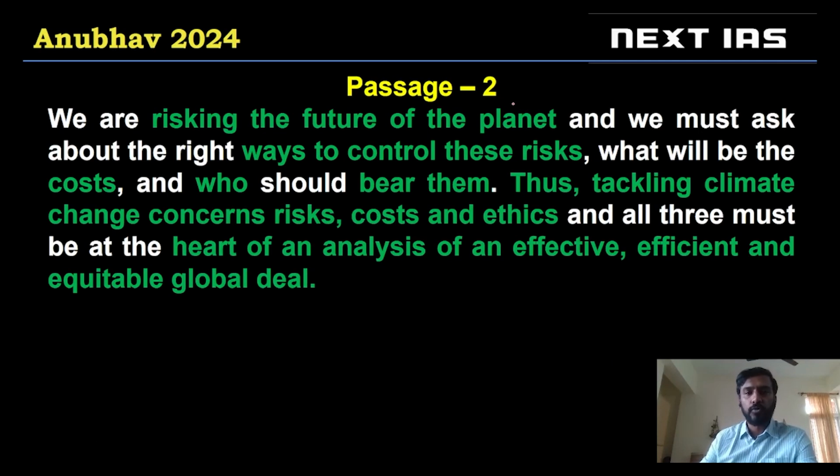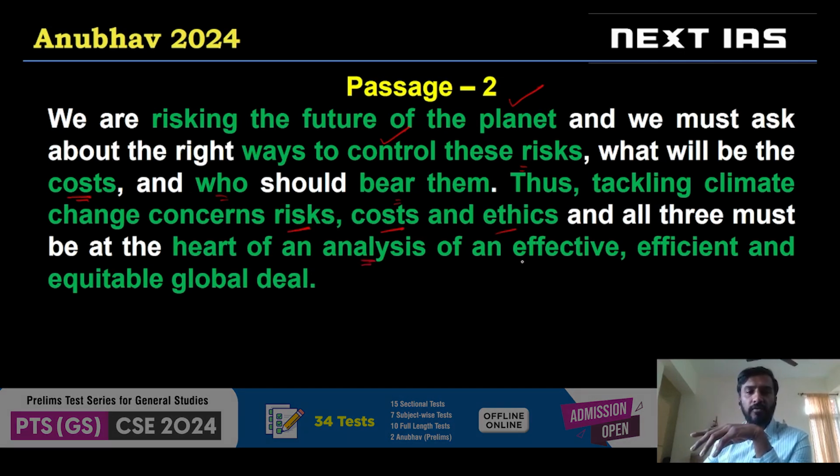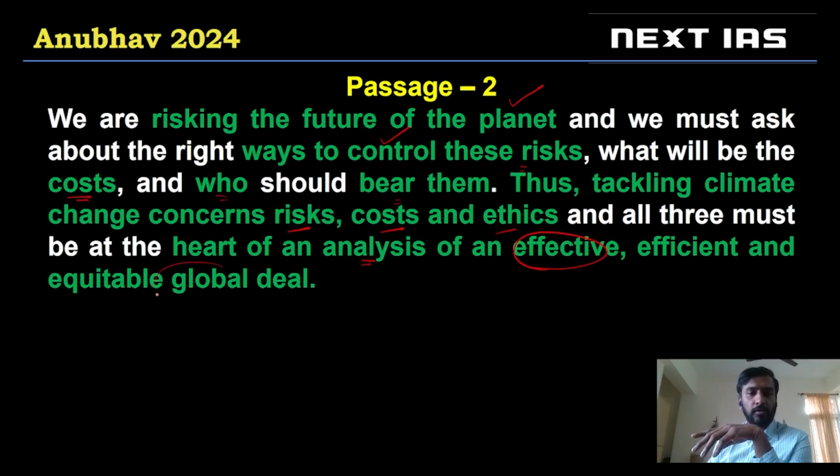We are risking the future of the planet. The ways to control these risks. We are talking from the point of view of climate change. The ways to control these risks, and what the costs are to control these risks, and who should pay the cost. You will all be used to this climate change debate by now. Who will bear the cost? So, tackling climate change concerns risks, costs, and ethics. Three of these factors, and all should be at the heart of an analysis of an effective, equitable global deal.